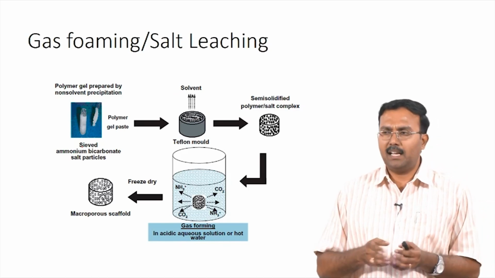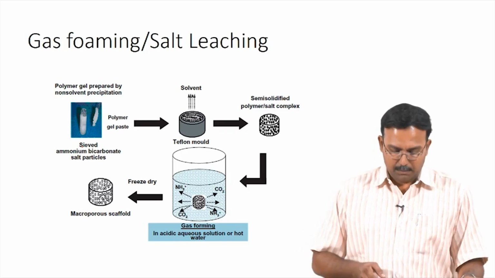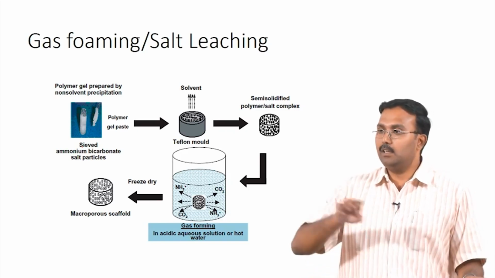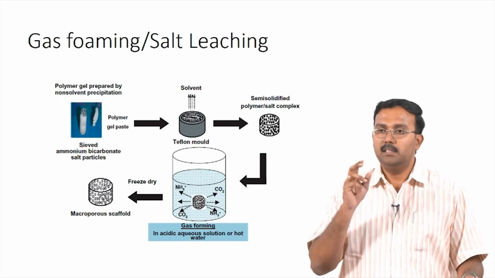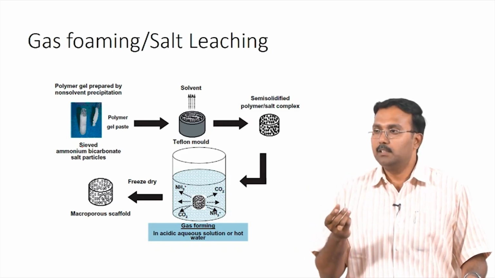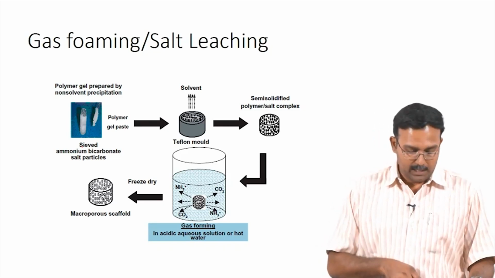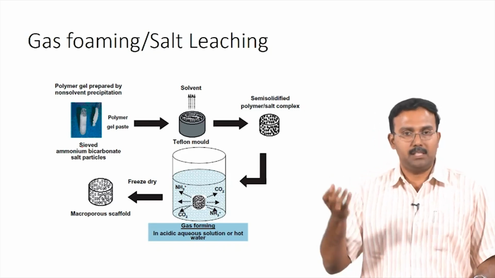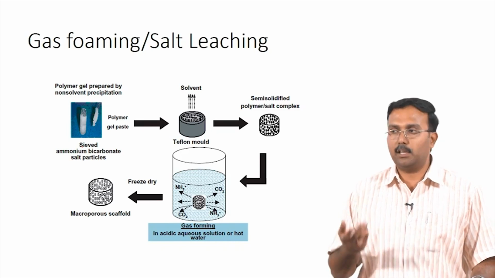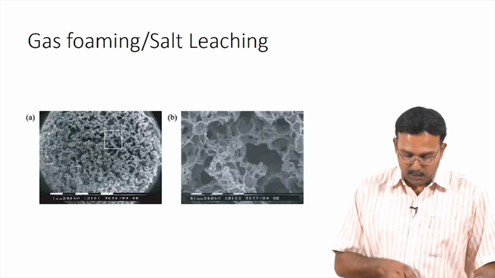you will have the carbon dioxide getting released from this, right? This gas is going to get released from the scaffold which you have prepared. When the gas comes out, it's going to create these pores, so that you will end up with a porous scaffold. After drying and freeze drying, you can get a macroporous scaffold. So the scaffold will look like this.